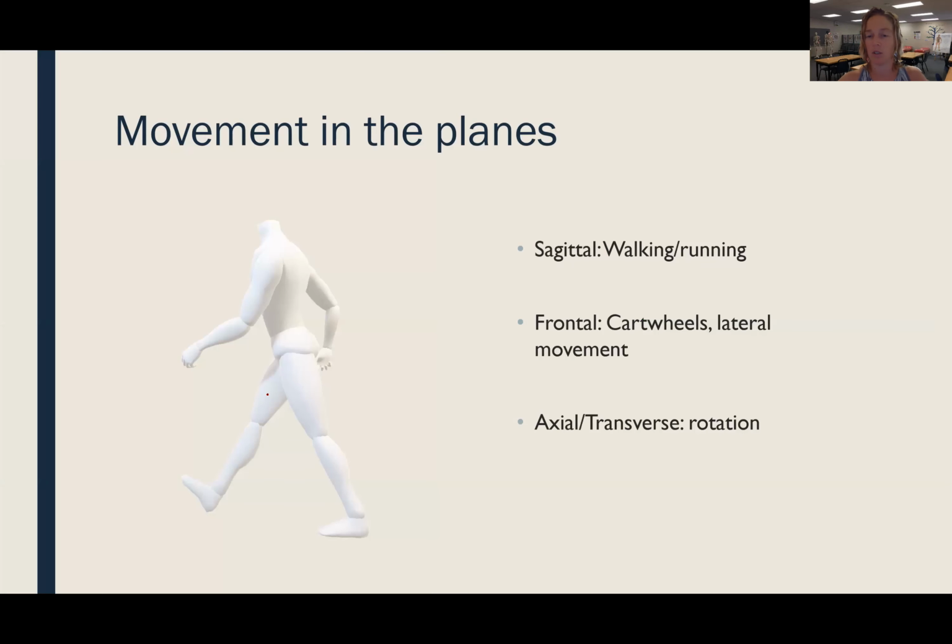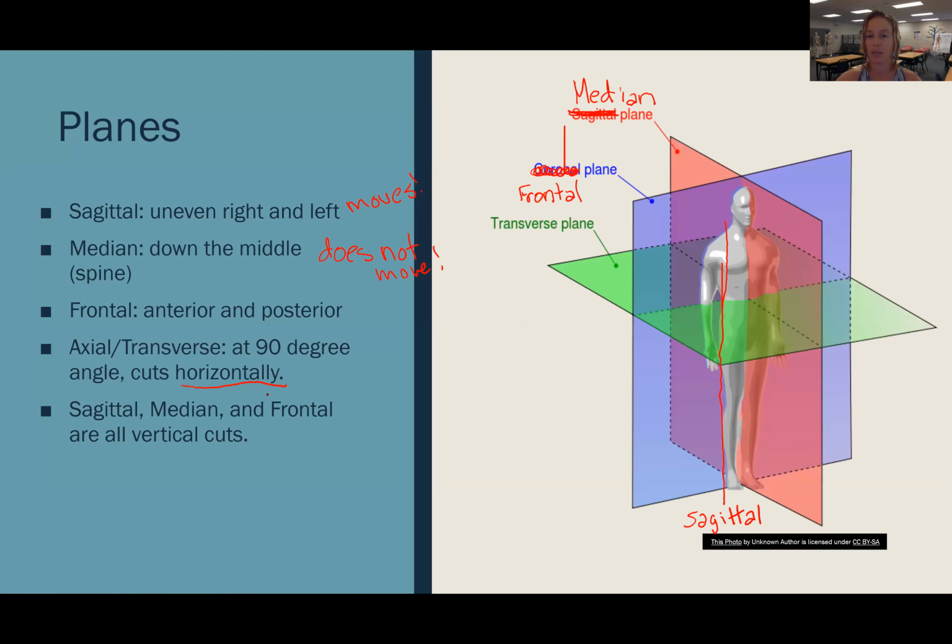Sagittal. How do we describe our sagittal plane? Cuts the body in uneven right and left. Good. So that includes forward and back movement. So if we look back to this plane, you can see that sagittal plane would follow along with the median plane, but it just moves. That's the only difference. And you're moving, so it's the sagittal plane going front and back. So these movements follow the planes.